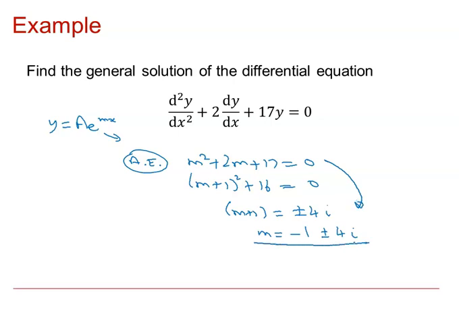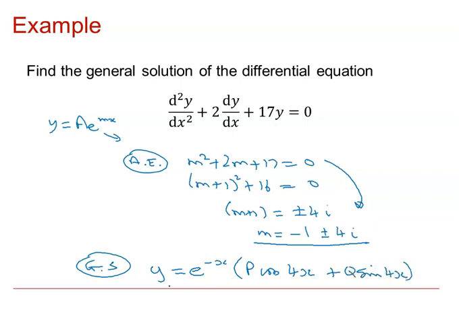So now I can see my two complex roots for m because the discriminant of the auxiliary was negative. And now I can go straight to my general solution. So first I deal with the real minus 1 part, so that's y equals e to the minus 1x, and then I deal with the 4i part by having P cos 4x plus Q sine 4x. Notice there's no i in the general solution, but it does contain two arbitrary constants P and Q.